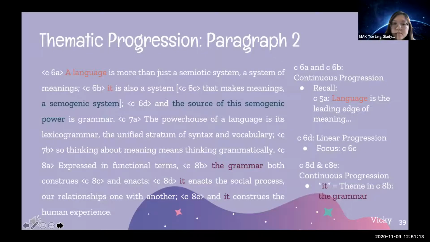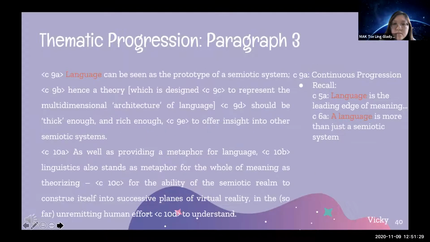At the last of paragraph 2, in clause 8d and 8e, the pronoun it is used to represent the theme, the grammar in clause 8d. So it's continuous progression. In the last paragraph, clause 9a is similar to the example we've seen. Language has already been mentioned in paragraphs 1 and 2. The writer is establishing the topic of language throughout the whole abstract, therefore it is derived progression.